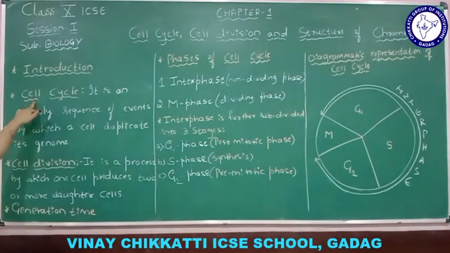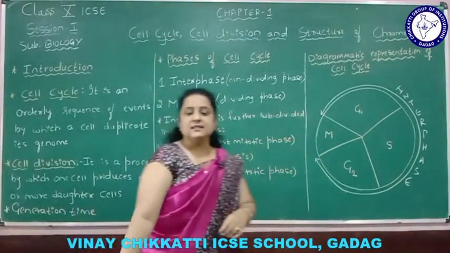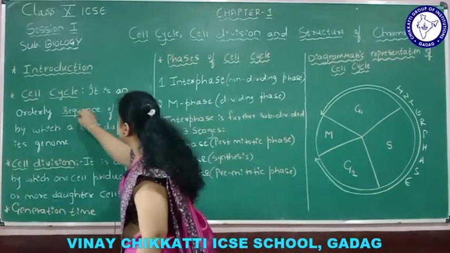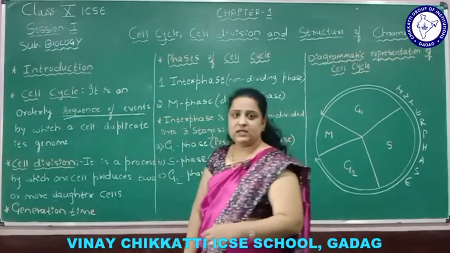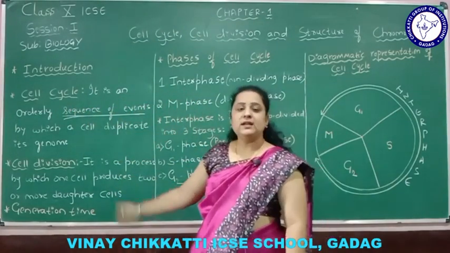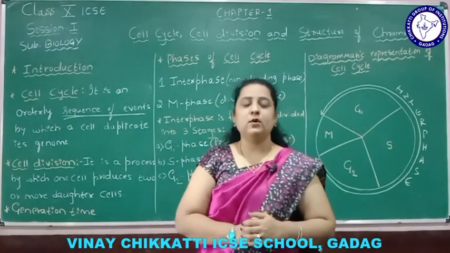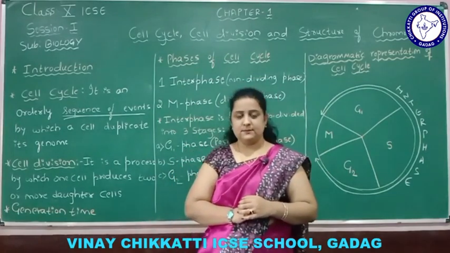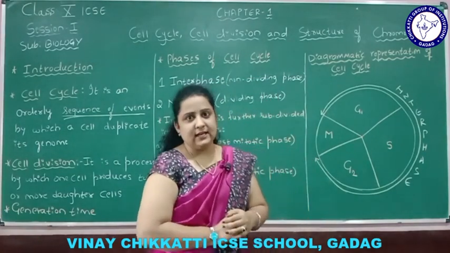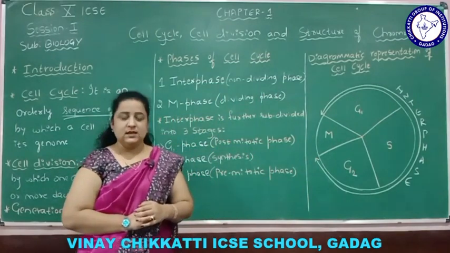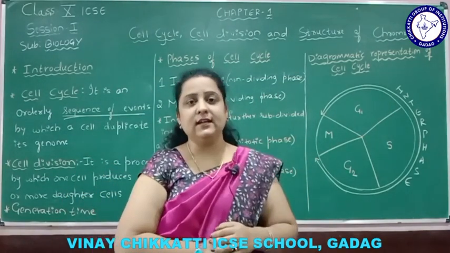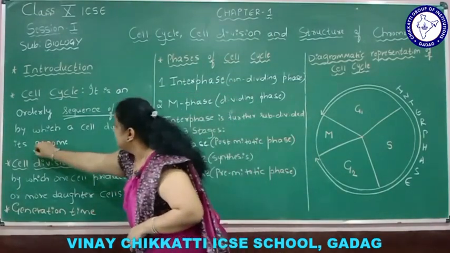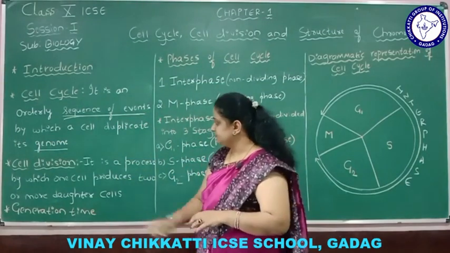Next we will start with the cell cycle. As the name indicates, cycle, it is an orderly sequence of events by which a cell duplicates its genome. Duplicate means producing a copy of its genome. Genome is the sequence of genes. Genes are the units of heredity which are located on the chromosomes. And as you all know, chromosomes are the hereditary material or genetic material present in the nucleus of a cell. Genome means the set of genes.